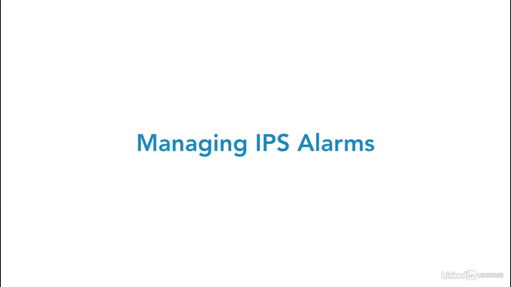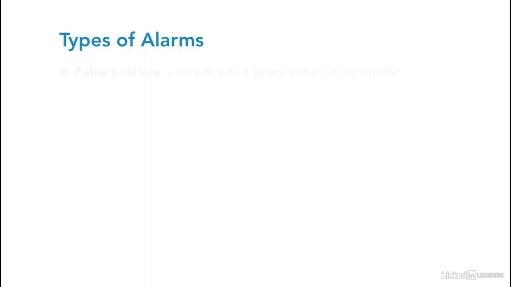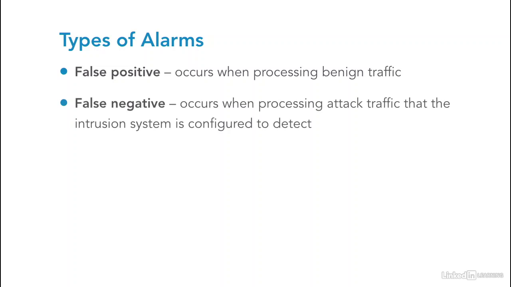When there is a signature match, the device executes the corresponding action, alert, or logging function. The alarm can be false positives or false negatives, which may have to be modified or tuned to get a more accurate result. There are 4 types of alarms. A false positive alarm is when the system generates an alarm when processing normal benign traffic. A false negative is when an intrusion system fails to generate an alarm after processing attack traffic that the system is configured to detect. False negatives are dangerous as the system is not detecting known attacks.